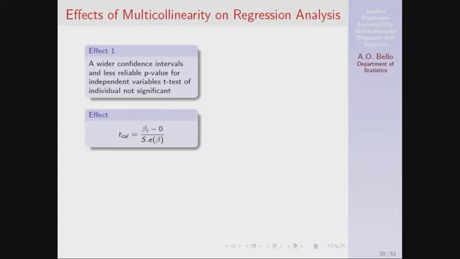So let's look at the effects of multicollinearity on a regression analysis. The prominent effect which we need to look at first is when we have wider confidence intervals, and this will bring about a less reliable p-value. The confidence interval is so large, so this will result in a less reliable p-value for the independent variable t-test, and this will make some of the independent variable tests not to be statistically significant.